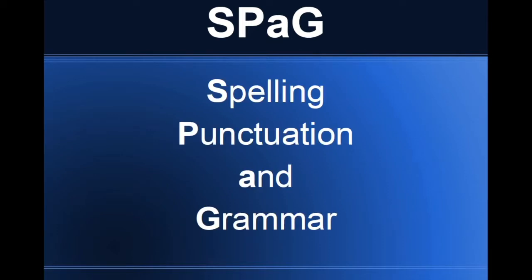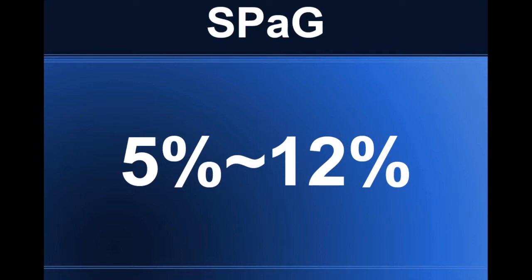Let me explain more. SPaG, what does this stand for? You may know this already, but if you don't, it stands for spelling, punctuation and grammar. Now, this is really significant because these three things now have an actual percentage. They are worth points, and these points can be taken away from you. And they are worth between 5 and 12% of your final grade. Now, this is huge because this is the difference at least between 2 grades, if not 3.